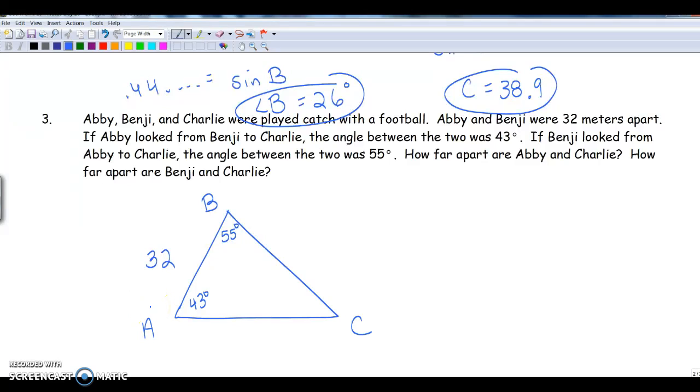How far apart are Abby and Charlie? Abby and Charlie is the part we're trying to find. I'm going to call that B. And then how far apart are Benji and Charlie? We're going to call that A. So those are the two things that we're trying to find.